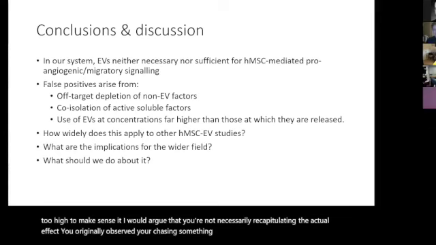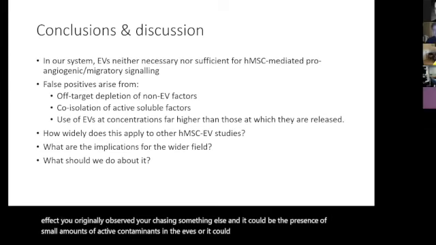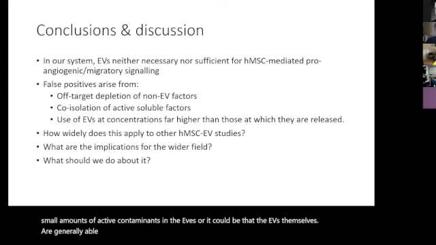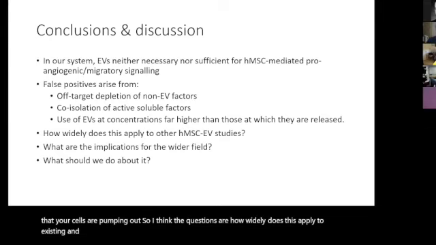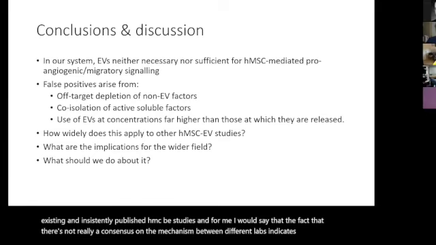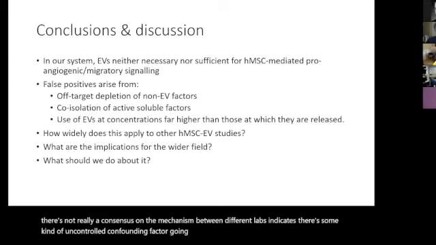And it could be the presence of small amounts of active contaminants in the EVs, or it could be that the EVs themselves are genuinely able to initiate signaling, but they're not actually as effective as everything else that your cells are pumping out. So I think the question is, how widely does this apply to existing published HMSC-EV studies? And for me, I would say that the fact that there's not really a consensus on the mechanism between different labs indicates there's some kind of uncontrolled confounding factor going on. That, to me, indicates potentially that there's some kind of issue with co-purification of other factors.